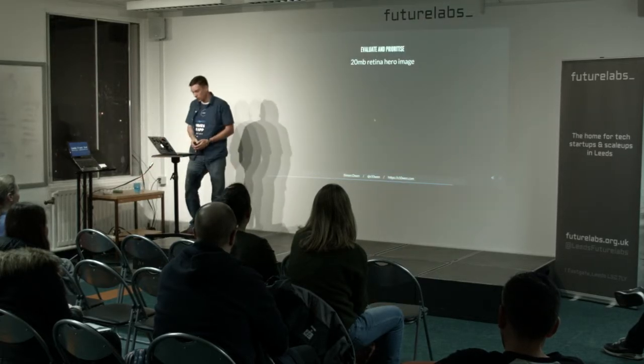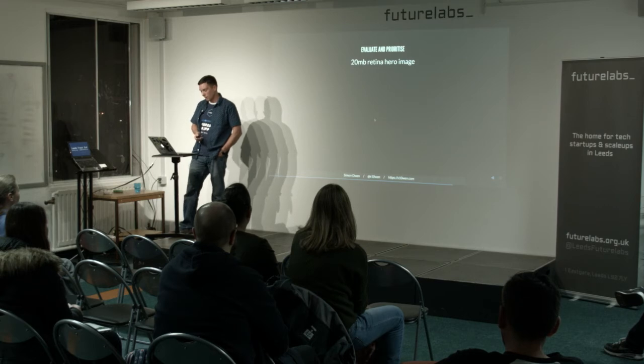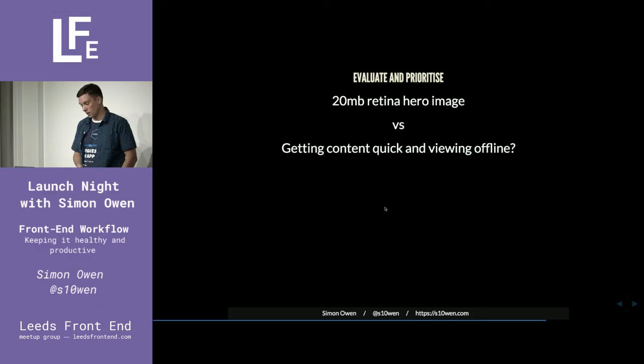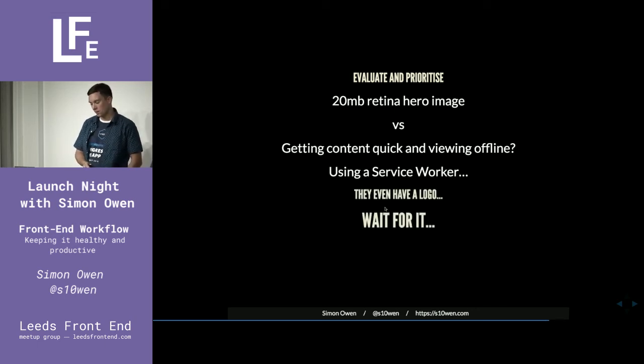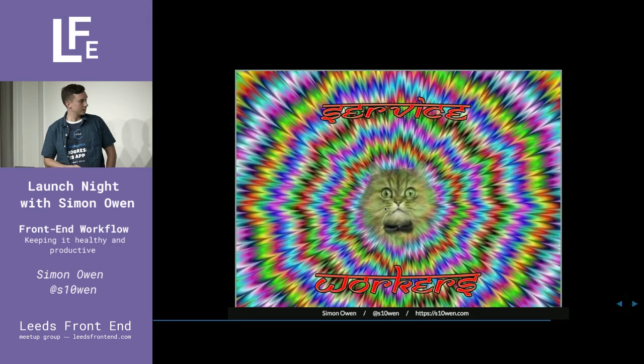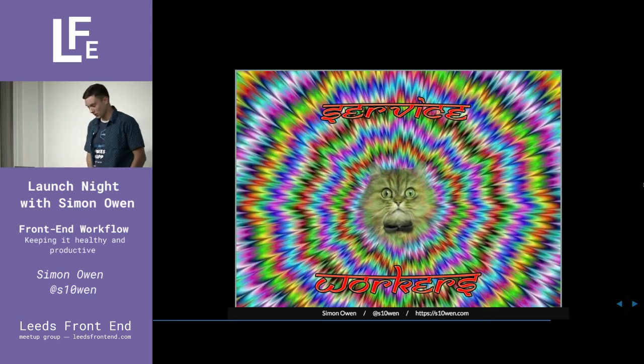When you've established the things that you require, evaluate and prioritize them. Which would be best: a delightful Retina Hero image weighing in at 20 megabytes, or allowing people to view the site quickly and offline, like maybe implementing service workers? Has anyone heard of service workers? Anyone using those? Brilliant. You'll all probably be familiar with this. Maybe some of you aren't, but they have a logo, which is brilliant. It's this. Cool. So we all know the service workers logo now.